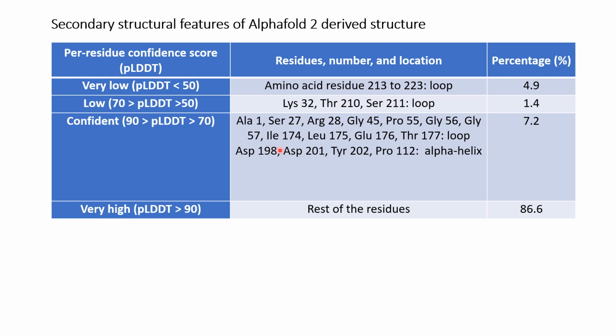So this is the table. Here it shows that only 4.9% of the amino acid residues are in the very low confidence level. Approximately 1.4% of the residues are in the low confidence level and 7.2% are in the confident level, and the rest of the residues are in the very high pLDDT confidence level.